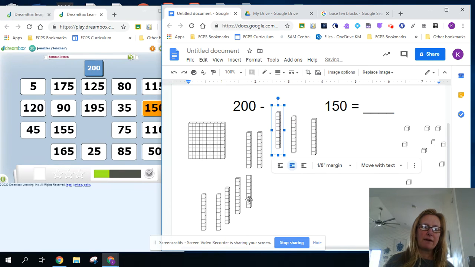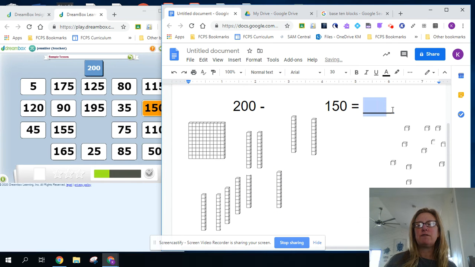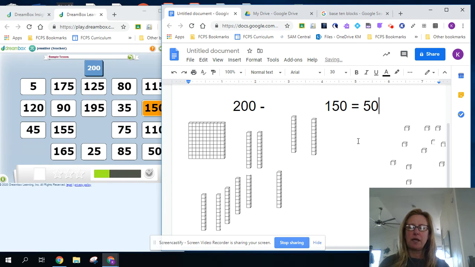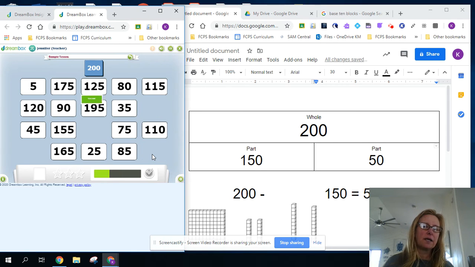This is what I have left. 10, 20, 30, 40, 50. So 200 minus 150 equals 50. So what does that mean for my answer? Well, it means if I chose 150 as one part, there's only 50 left needed to make my 200. So I click the 50.